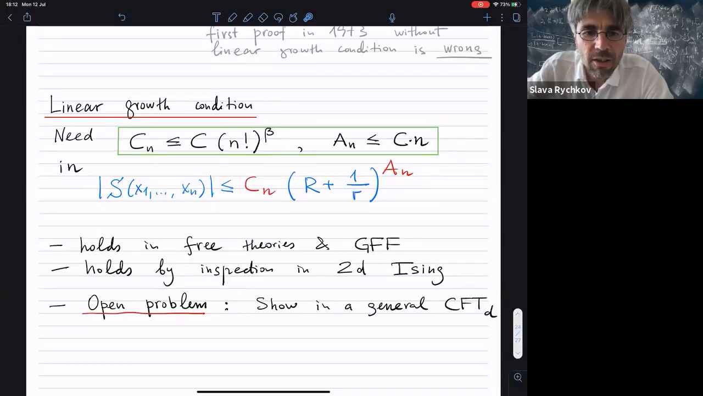So, take it or leave it, there's not much intuition about this. Why factorial? Why linear? But you can try to check if some theories that you know satisfy this linear growth condition. And you will find that, for example, free theories and GFFs satisfy this condition. And factorial is natural because the number of Wick contractions grows as a factorial, and so it's important to have factorial. You can show that, for example, in the two-dimensional Ising model where correlators are explicitly known, this is also satisfied. But in a general CFT, it's an open problem. You don't know if in a general CFT in two dimensions or in d dimensions, this is satisfied. There's no argument that I know of. And so maybe somebody will be interested to look at this.